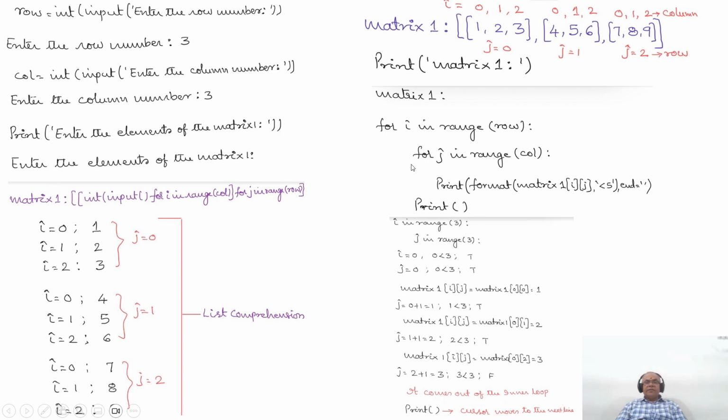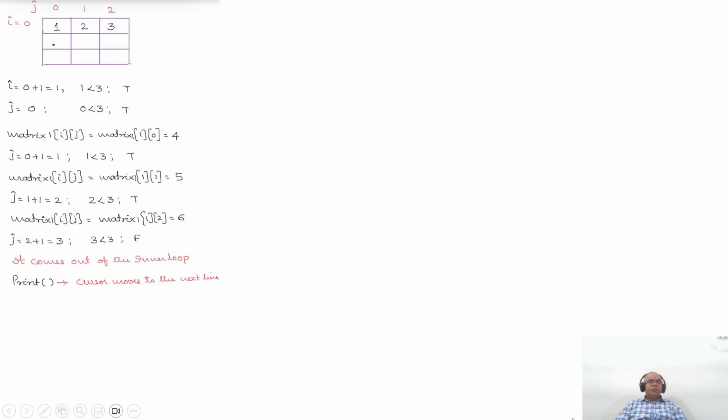So once it comes out of the inner loop, then this line will be executed, that is the print function. Still the cursor is in the same line, but the moment it goes to this line, the cursor moves to the next line. Once you do that, this will be the type of format you will get. i is equal to 0, j is equal to 0, 1, 2. Okay, 1, 2, 3 is the one which is going to be considered.